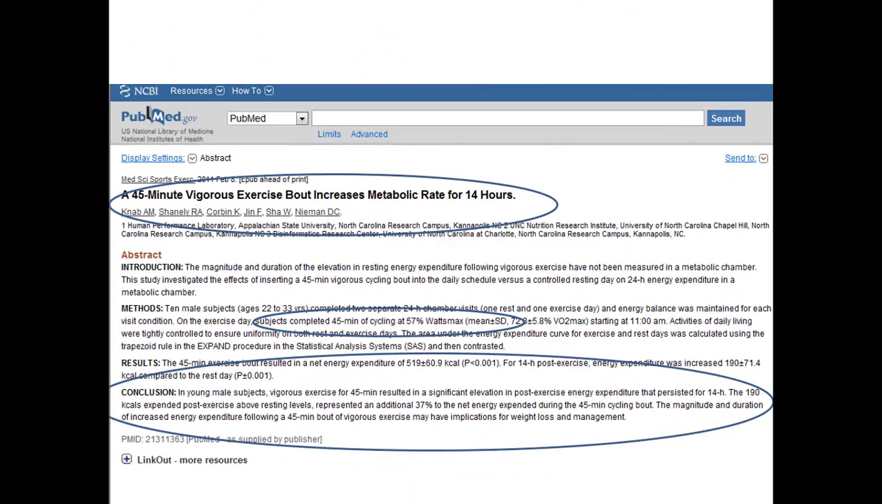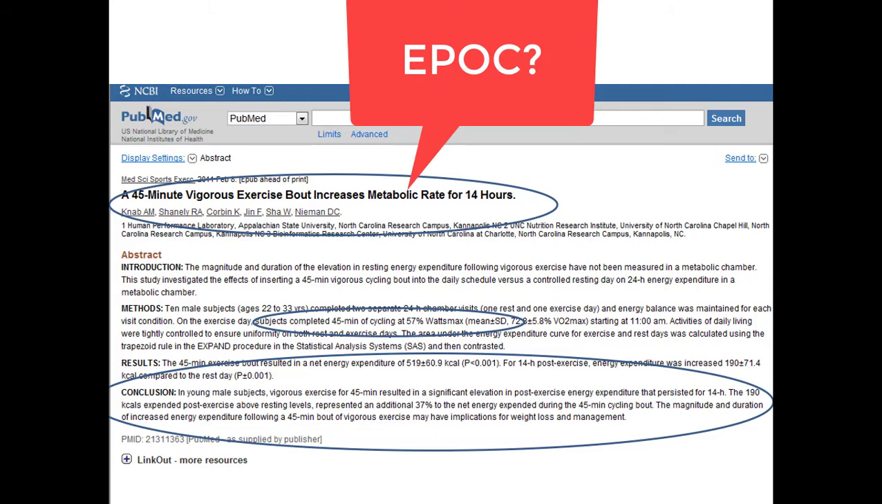This is an article studying EPOC. Its title is "A 45-minute vigorous exercise bout increased metabolic rate for 14 hours." Okay, could you change the term metabolic rate to another terminology? How about EPOC, right? It's EPOC. So does it make sense?